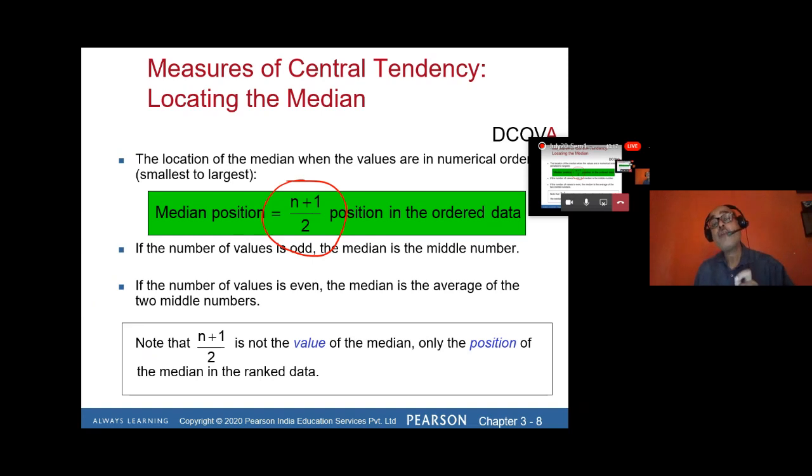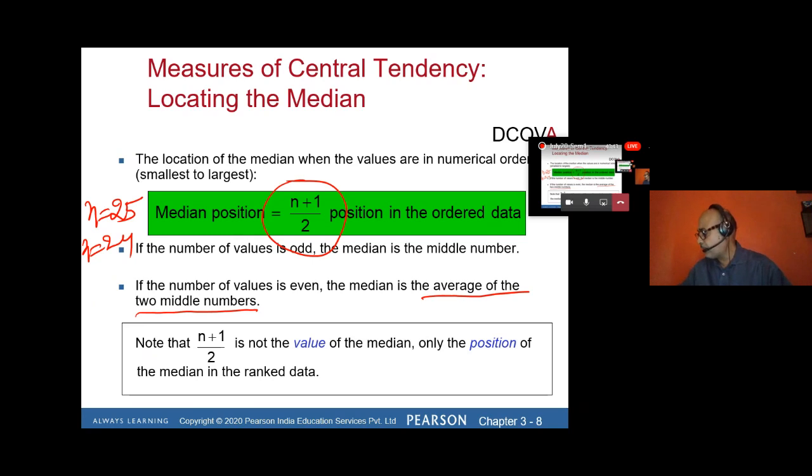If the number of values is odd, suppose your n is 25, so odd. But in case your n is 24, if you apply this, it is not so. If the number of values is even, the median is the average of the two middle numbers. In the center position, whatever the average of the two middle numbers is, that you have to take.